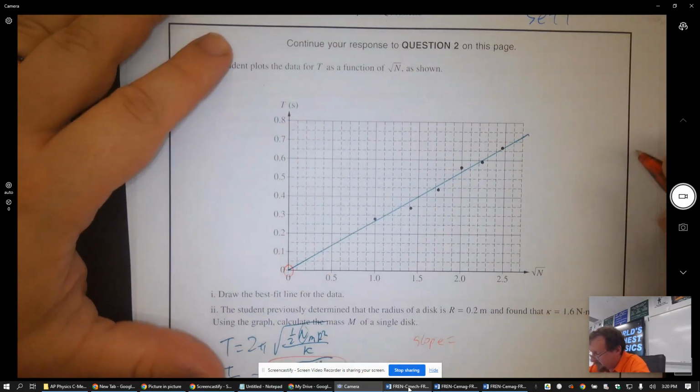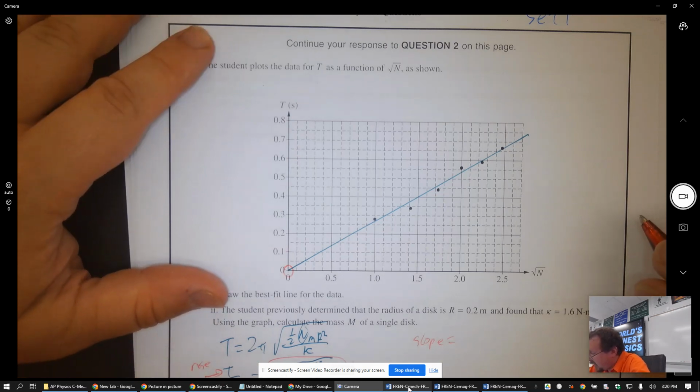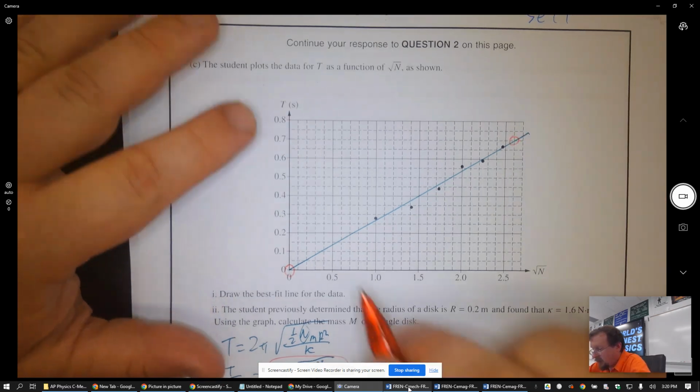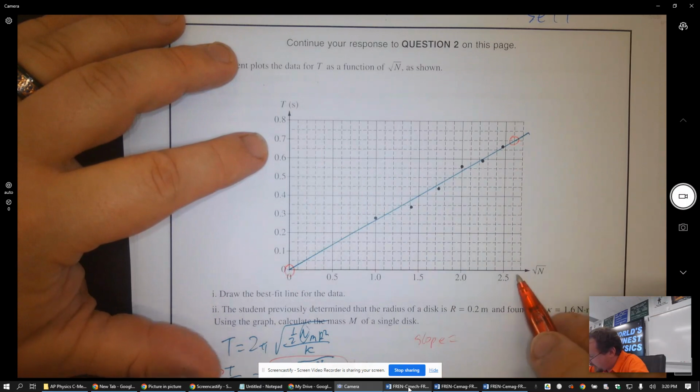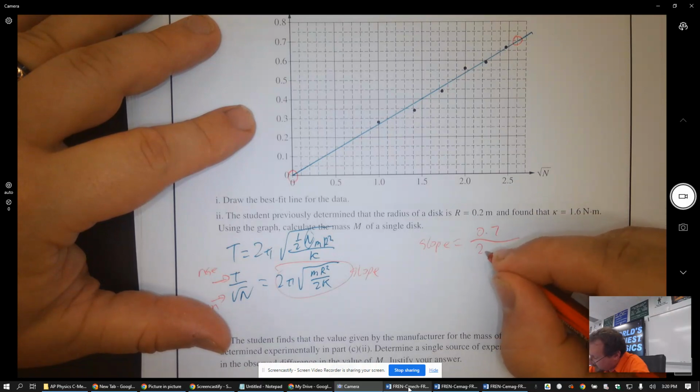Okay, that looks like a good point to use for my slope. Where's another point I'm going to use for my slope? Oh, I think I'm going to use that point right there. Okay, that's 0.7 rise and 2.6 run. So rise of 0.7, run of 2.6.